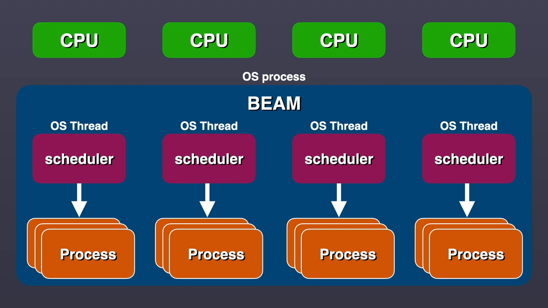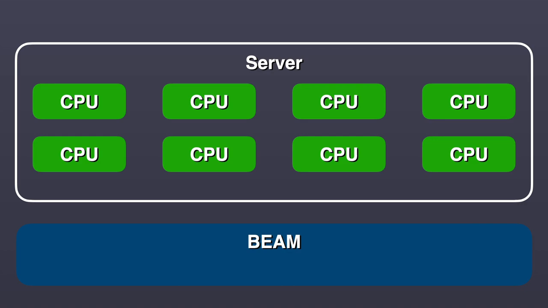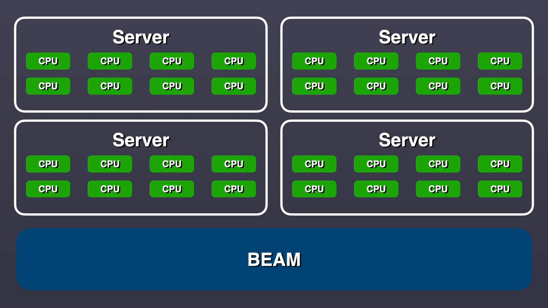So in this example, with a single OS process and four CPUs, you actually get a fairly concurrent system. Now, if you need to scale this, there are two basic ways. One is to just add more CPUs to the server, and this will scale your application with absolutely no changes. The second way is to actually distribute the BEAM across multiple computers.